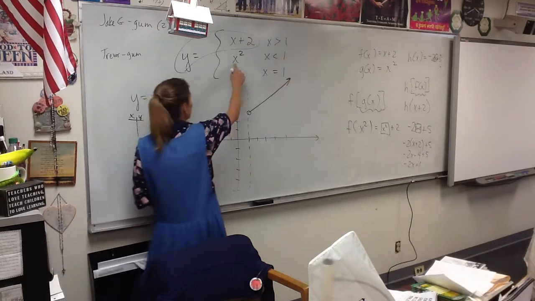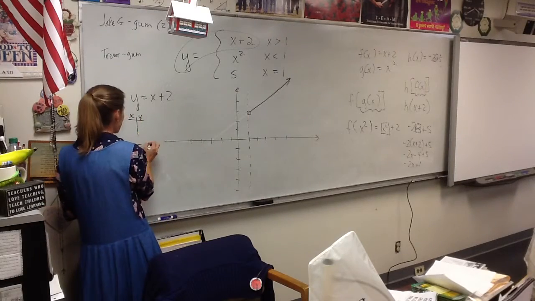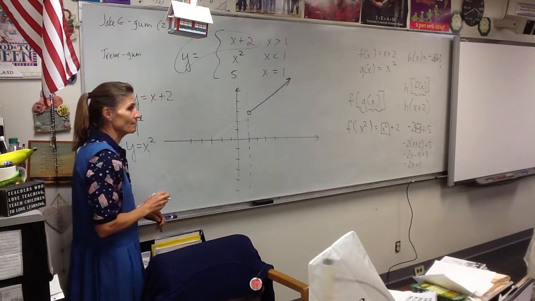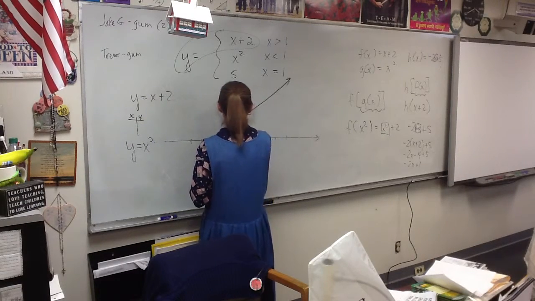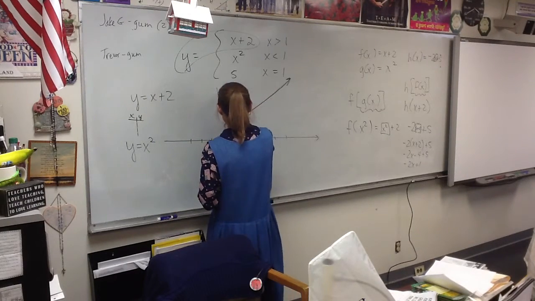Now what does that middle piece look like? Y equals x squared. What shape is that? That's a parabola. So that's going to look like this.